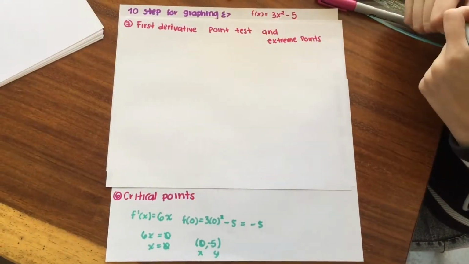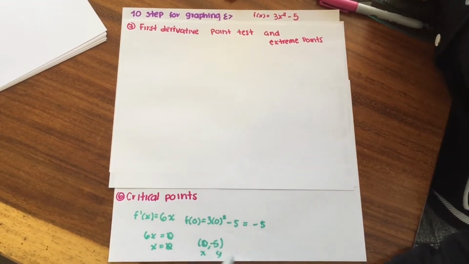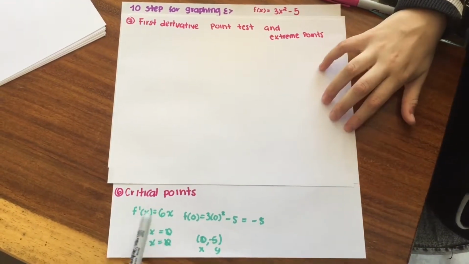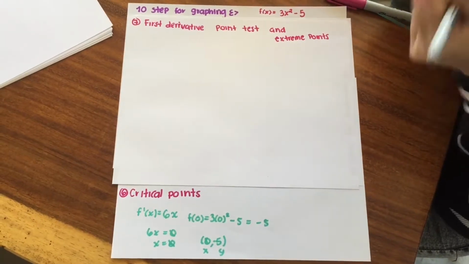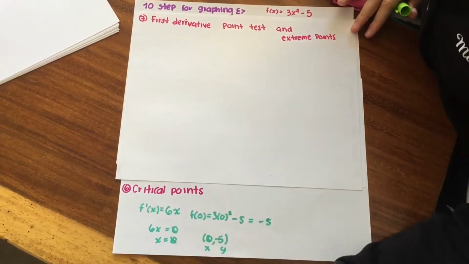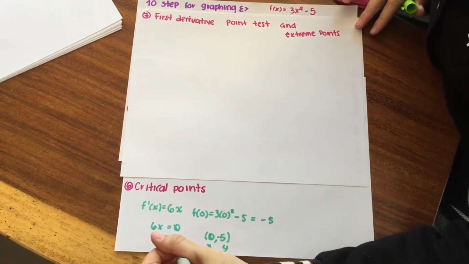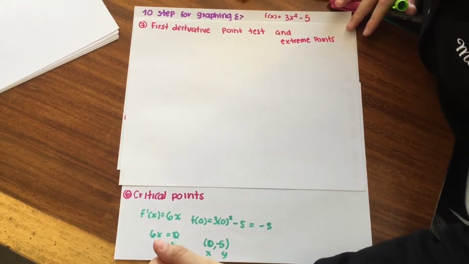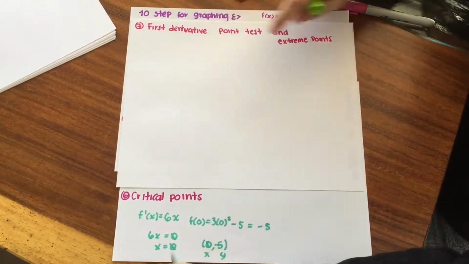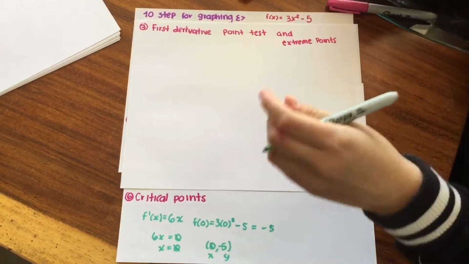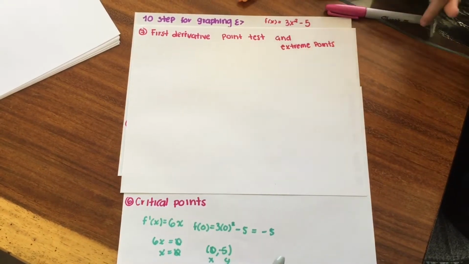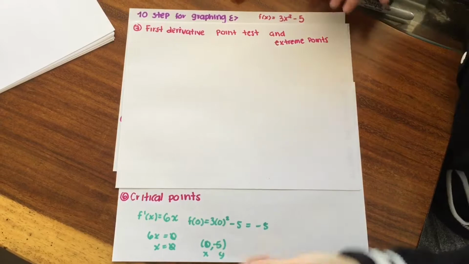Our last step was to get the critical point. So we got the first derivative. In this, we have to test it. So we will choose one point that is not 0, because 0 is our critical point, and we will substitute here, okay? So we can know if our point is a maximum or a minimum, okay?